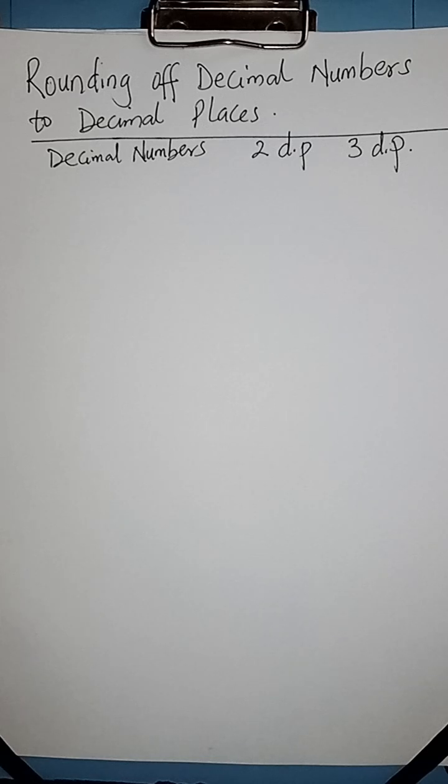Welcome to this lesson. Today's lesson is a concluding phase of rounding off numbers, but this time around decimal numbers to decimal places. We have talked about rounding off decimal numbers to the nearest whole number, to significant figures, tenth, and hundredth. But there's one aspect that we have not looked at, and that is rounding off decimal numbers to decimal places. So I'm just going to restrict myself to two decimal places and three decimal places. They are all decimal numbers.